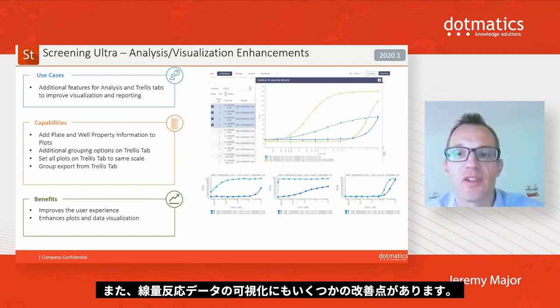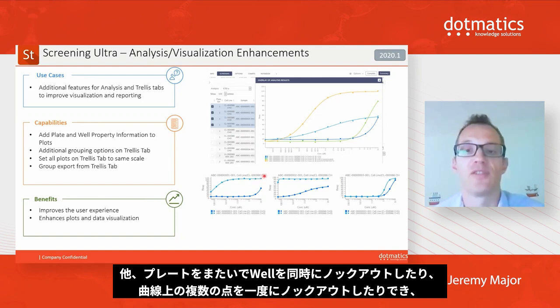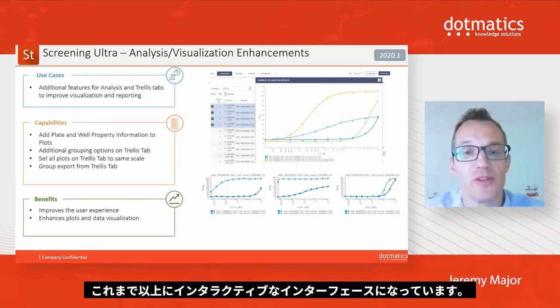Several improvements have also been made to the visualization of dose response data. Plate and well properties that can be used in calculations or to label and group samples can now be displayed on plots to add context to the results. The interface is more interactive than ever, with faster methods to simultaneously knock out wells across plates or to knock out multiple points on a curve at once.